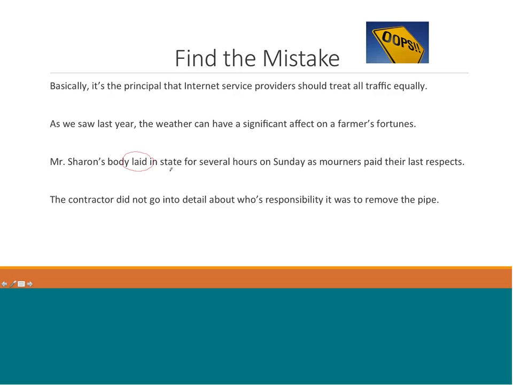Here's one that I wasn't familiar with either, but laid is the past tense of lay, and lay is the word that we're supposed to use when there's a direct object, like lay down the plate on the table. And the correct form would be lay, which would be the past tense of lie, which is what we use when there's no direct object.